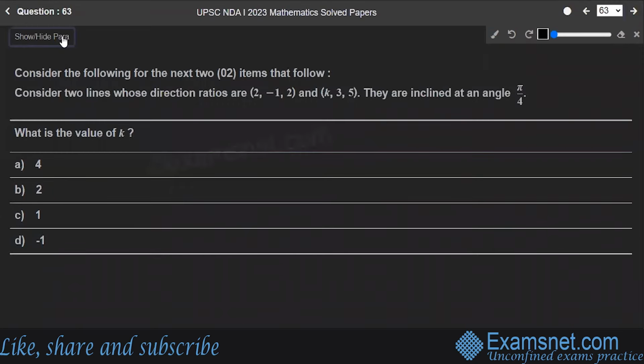So now same thing, 63 and 64, they are going to have the same statement. Let's read. Consider two lines whose direction cosines are this, and they are inclined at an angle of pi by 4. What is the value of k? Let's write down the given direction cosines. A is 2, minus 1, 2, and B is k, 3, 5. Now they are inclined at an angle of pi by 4.